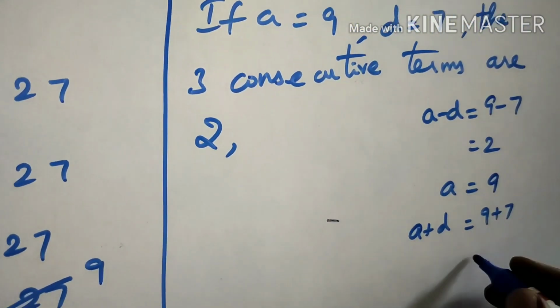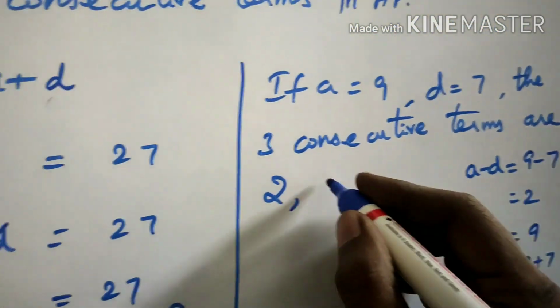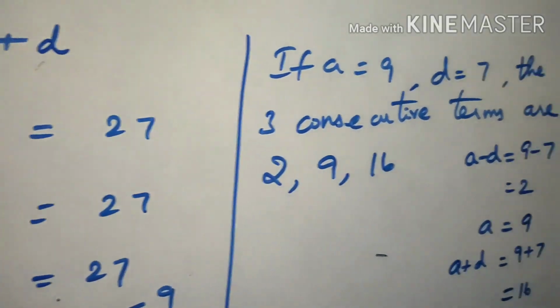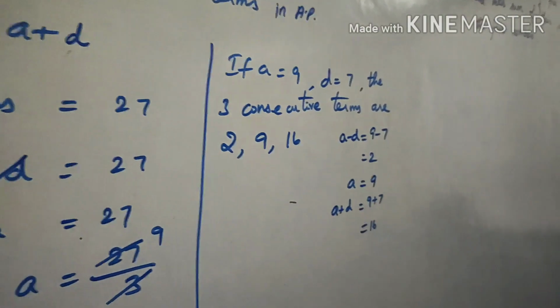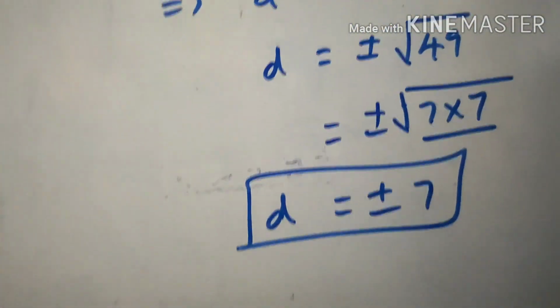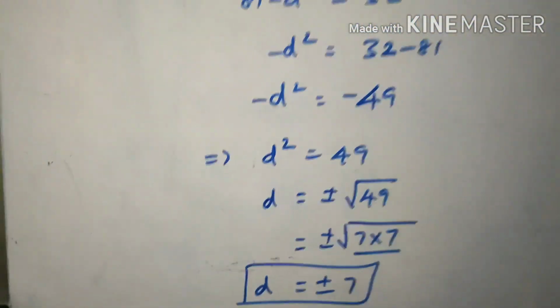9 plus 7 equal to 16. Okay, so 2, 9, 16. These are the 3 numbers. And we are having another one value for d, minus 7. Okay, 2 values are there.